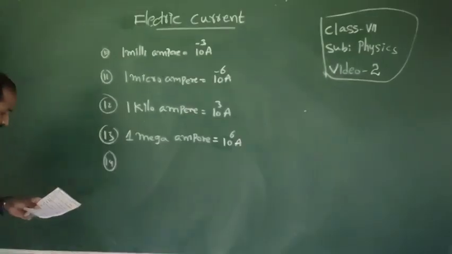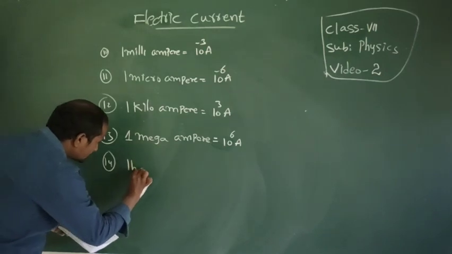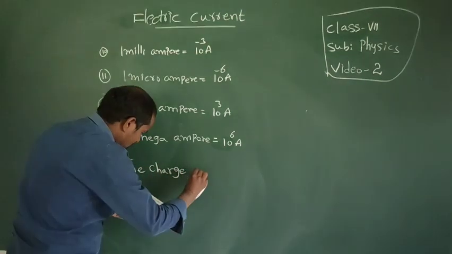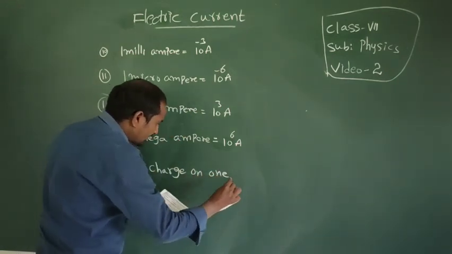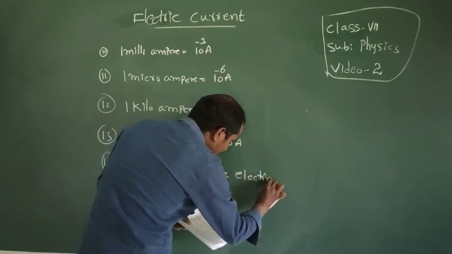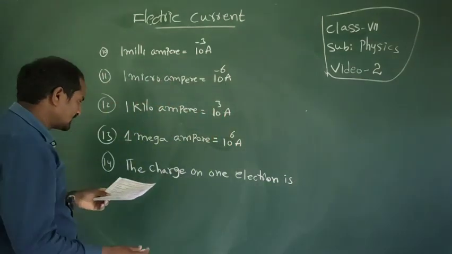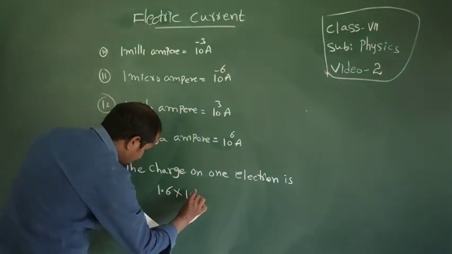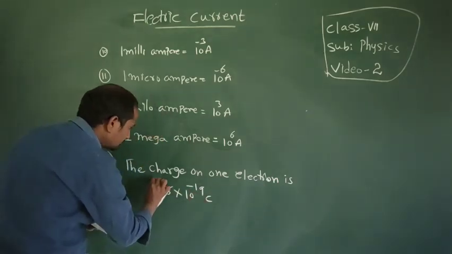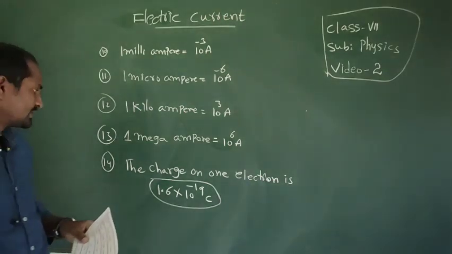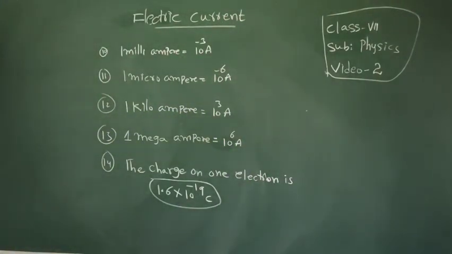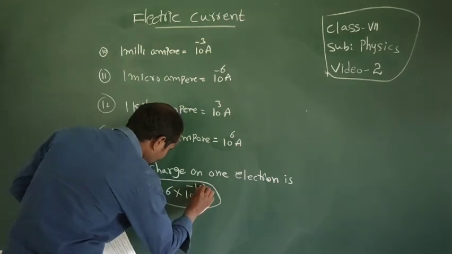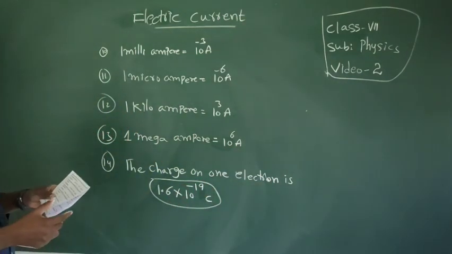Next one, 14th one. The charge on one electron is 1.6 into 10 power minus 19 coulombs. Okay. Next, 15th one.